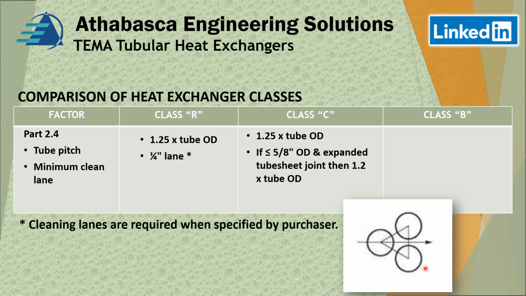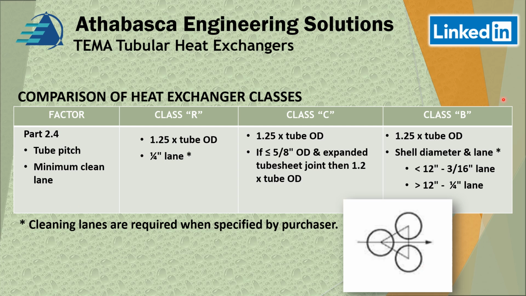And so another rule is if it's greater or less than 5/8 of an inch OD, and it's an expanded joint, then you can get down to 1.2 times OD, so you get a little bit tighter. And that can really help with your heat transfer because you can get more heat transfer area in a smaller space.